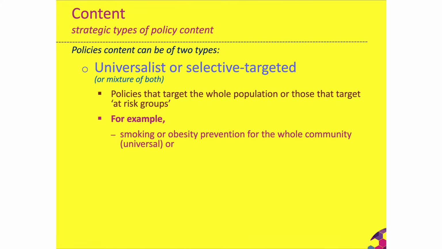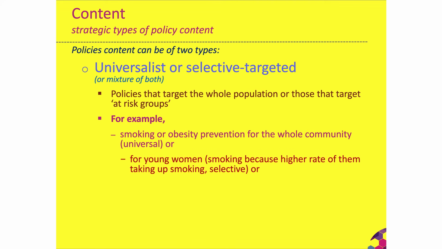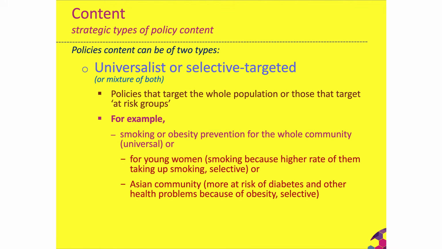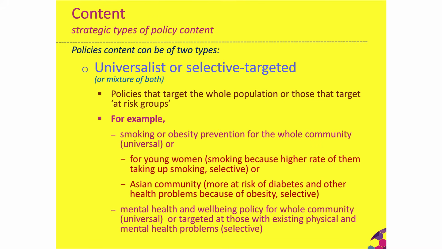For example, smoking or obesity prevention for the whole community would be a universal policy or intervention, versus a smoking policy or intervention for young women only, because they may have a higher rate of smoking or taking up smoking. That would be a selective policy. Targeting the Asian community around obesity prevention and diabetes risk, again, would be a selective policy, because we know the Asian community have a higher risk of diabetes, so we may say, let's focus on that group in particular for our obesity prevention policy or strategy.